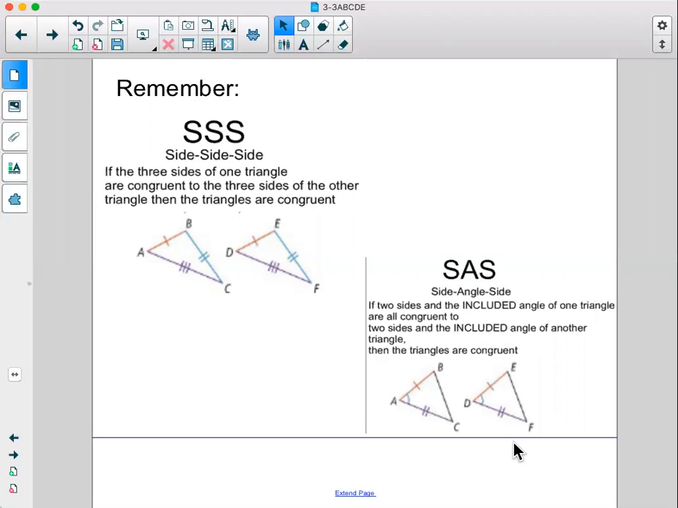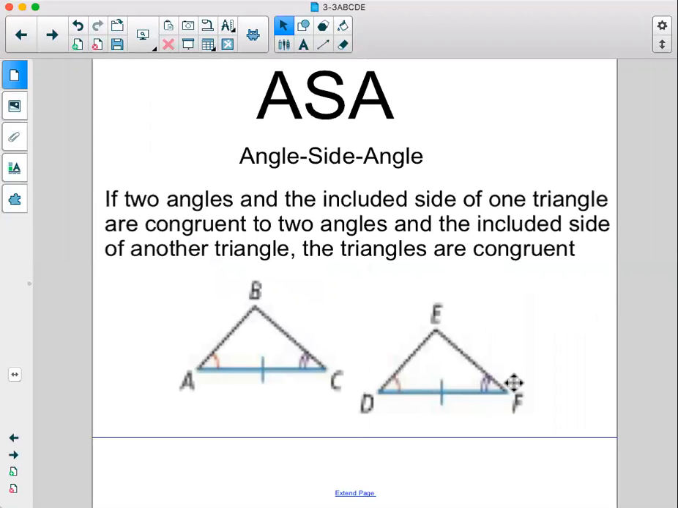triangles are congruent. And here's a third way, ASA. If you know that 2 angles and the included side of one triangle are congruent to the 2 angles and the included side in the other triangle, that's another shortcut that allows you to say the triangles are congruent to each other.